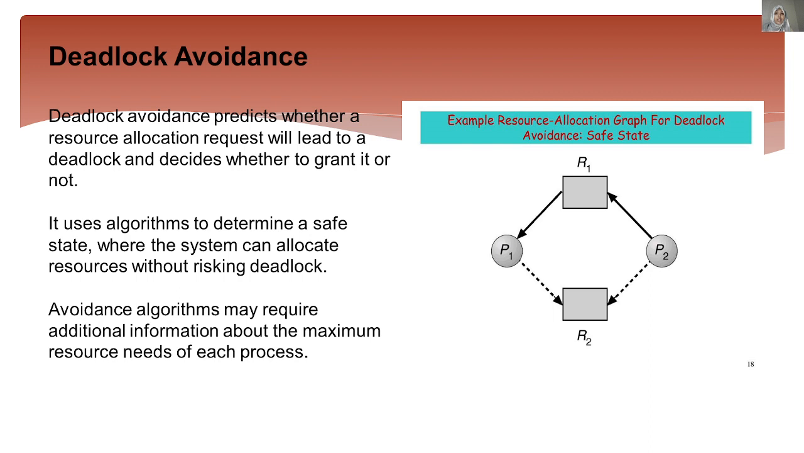Deadlock avoidance predicts whether a resource allocation request will lead to the deadlock and decides whether to grant it or not. It uses algorithms to determine a safe state where the system can allocate resources without risking deadlock. Avoidance algorithms may require additional information about the maximum resource needs of each process. As we can look into the picture, that's nothing but an example of resource allocation graph for deadlock avoidance in the safe state.